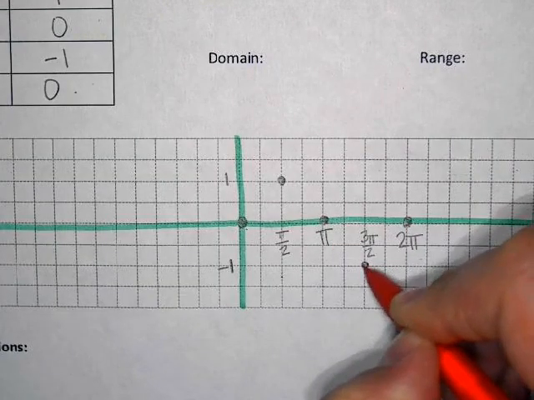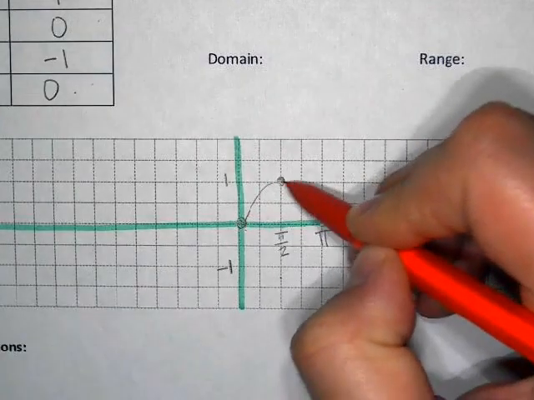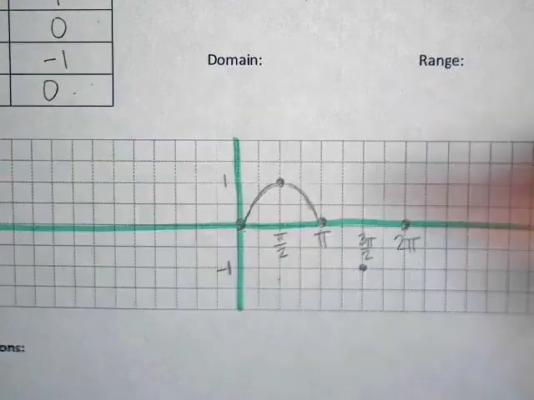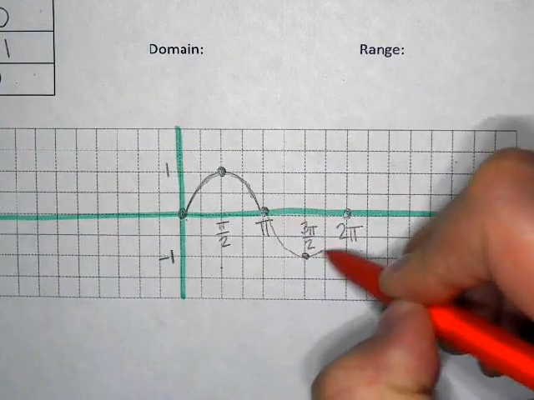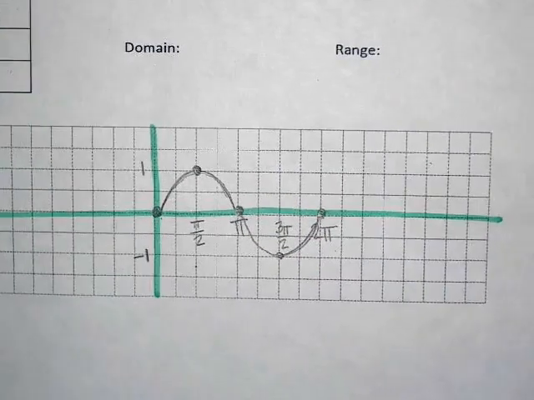And what happens is these actually look like U shapes. So it's not V shapes. We're not making like a chevron pattern. These are U-shaped graphs. So that's what a sine graph looks like. And then the pattern starts over again.